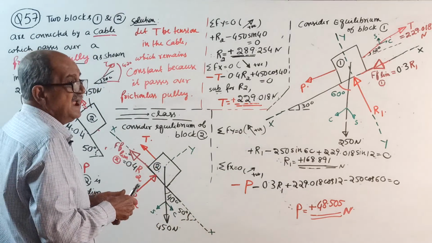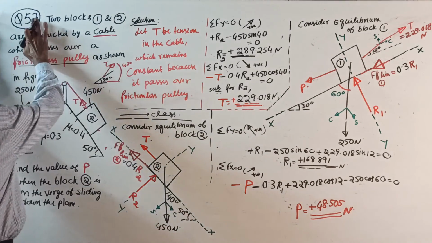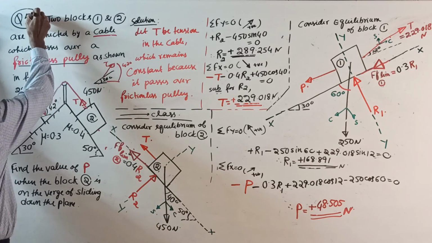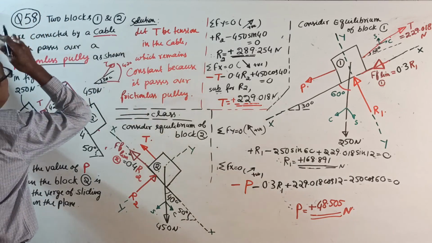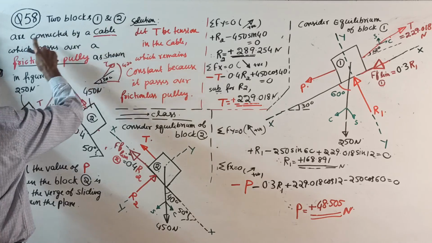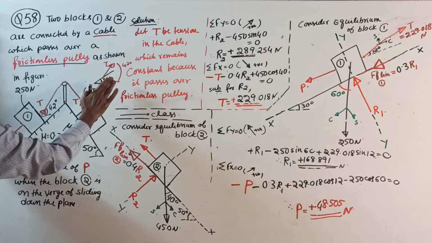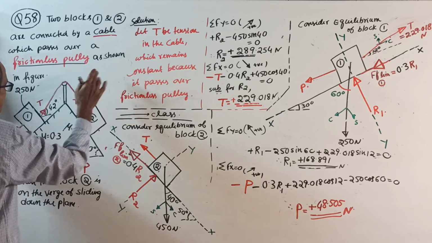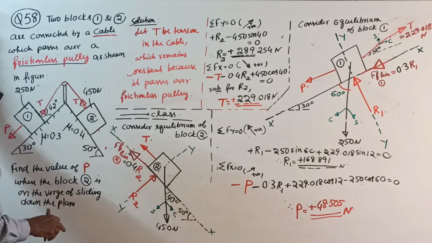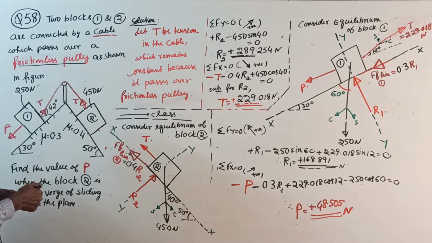Now 58, I will tell what will happen. Same question: two blocks 1 and 2 are connected by a cable which passes over a smooth pulley. Everything is the same, I am not changing the data. Same arrangement, but I am making one small change just to help understanding: I will make P slightly inclined.